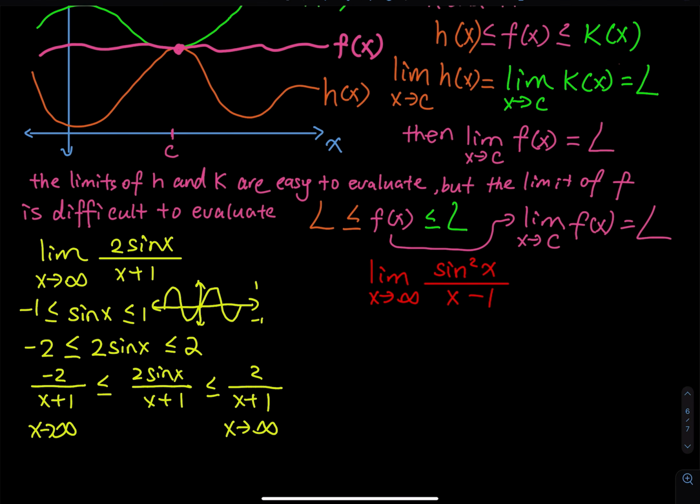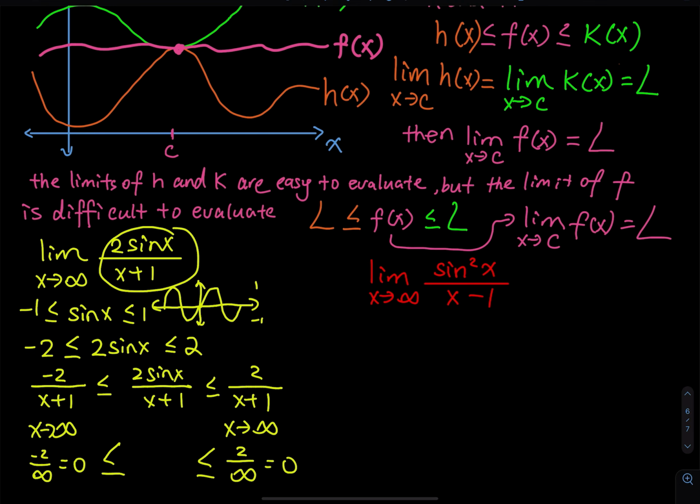So for these two limits, it's easy, right? As x approaches infinity, you have an infinity in the denominator. So -2 divided by infinity is 0, and 2 divided by infinity is equal to 0. So basically, the limit that we are trying to evaluate is sandwiched between two zeros.